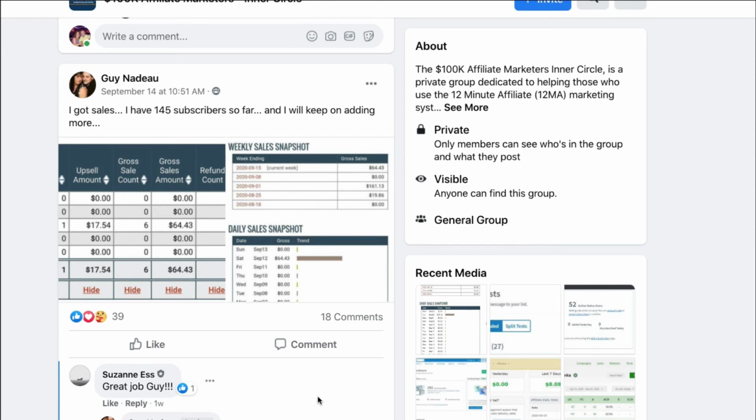Now further down, I came across someone who shared their subscriber total screenshot from Aweber, and it was over 10,000 subscribers. So that means that he spent about $10,000 on solo ads, and he showed sales of maybe $2,000 in total. So this is why it's so dangerous for newbies to use solo ads.